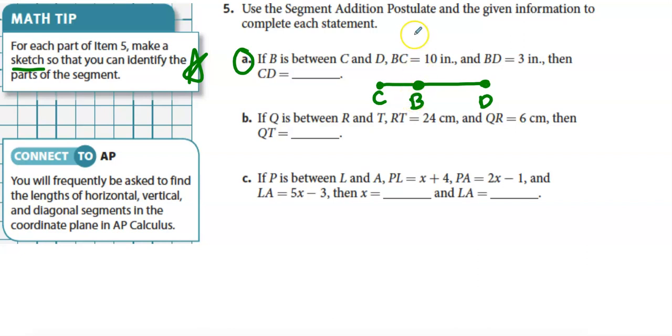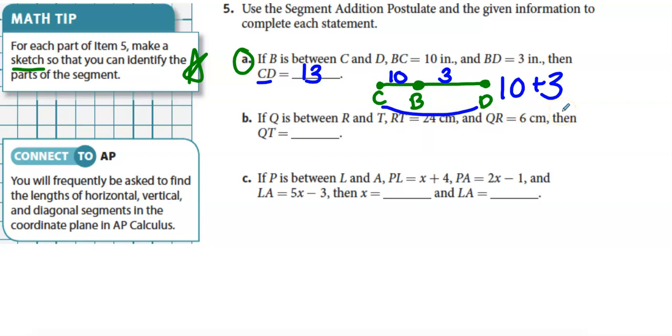All right, now I need a label. It says BC is 10 inches. So this first part is 10 inches. BD, the second part, is 3 inches. And then it says, what is CD? And CD is the whole thing. So remember, part plus part equals whole. So 10 plus 3 is 13. Okay.